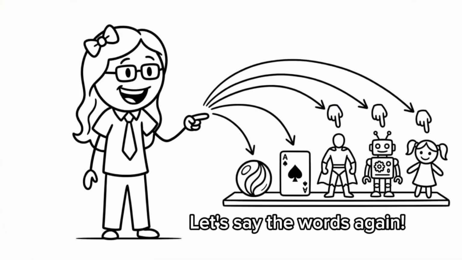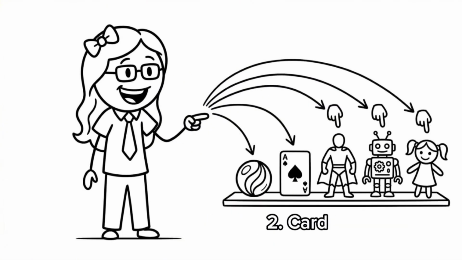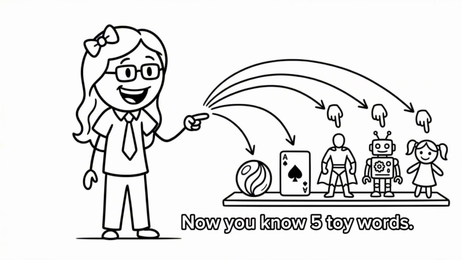Let's say the words again. 1. Marble. 2. Card. 3. Action figure. 4. Robot. 5. Doll. Excellent work! Now you know 5 toy words.